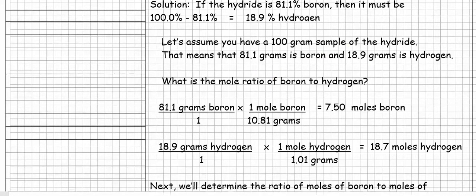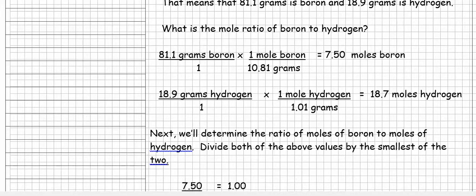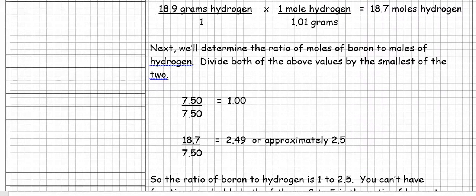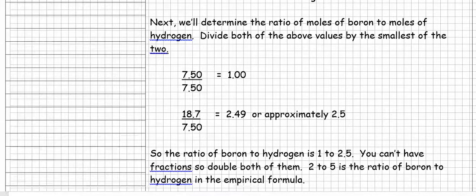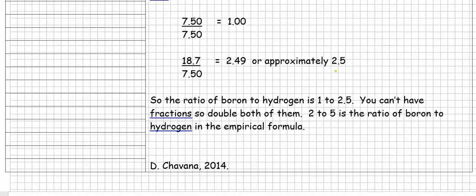Now convert that to moles like I did before. The smaller of these two is going to be the 7.50, so I'll divide both by 7.50, and here's what I get. I get 1.00, and I get 2.49, or about 2.5. Now, what do I do with that 2.5? Multiply it by 2, that's going to give me 5, but I'm going to multiply the other one by 2 as well. So let me multiply both of them by 2.